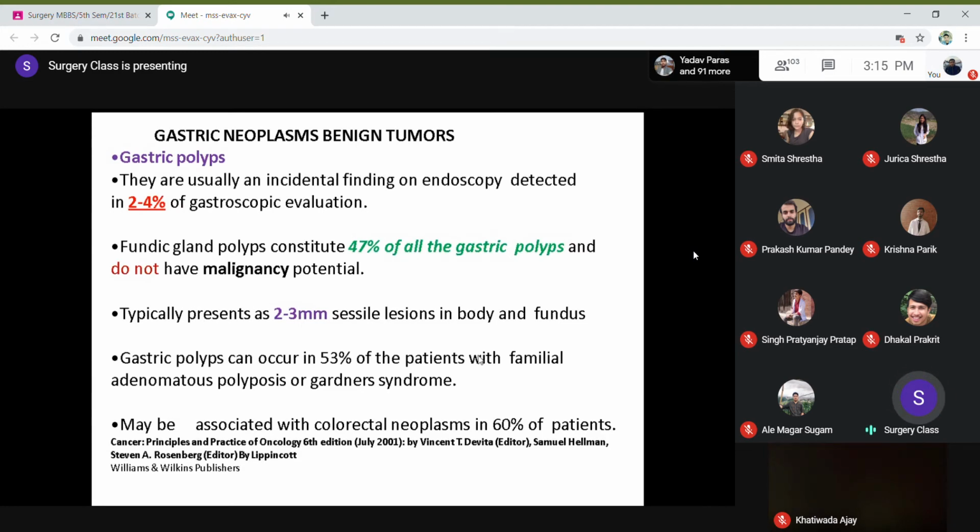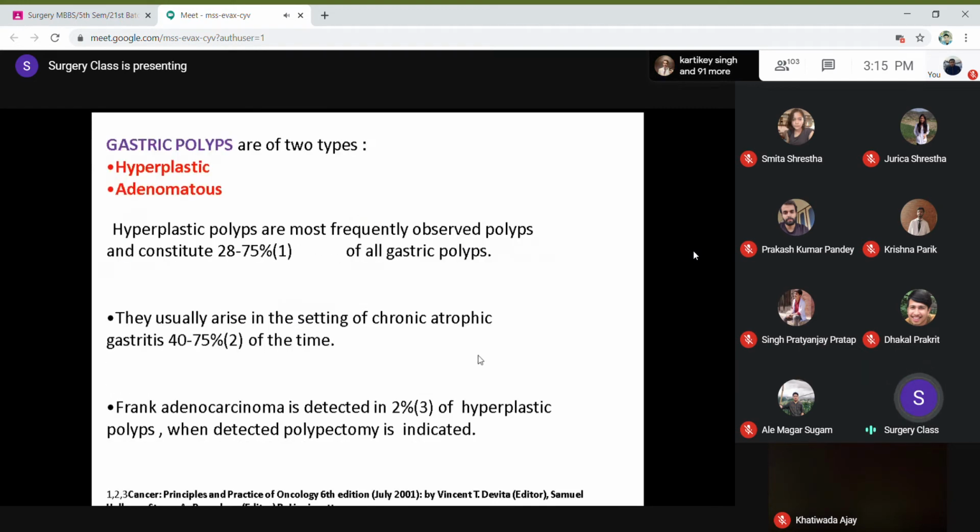So whenever you correlate with a syndrome, then it will be familial adenomatous polyposis, and you call it Gardner syndrome. In these patients, you will mostly see gastric polyps, and most of them will be hyperplastic. The hyperplastic polyps are the most frequently observed gastric polyps, occurring in up to 75%, and they usually occur in the setting of chronic atrophic gastritis. Adenocarcinoma is detected in only about 2% of the cases.